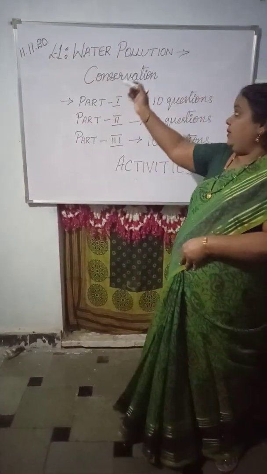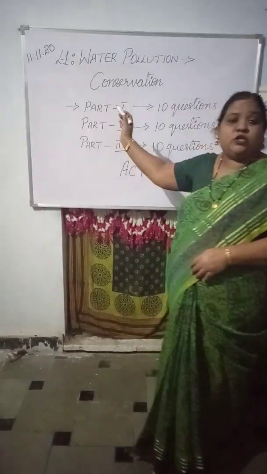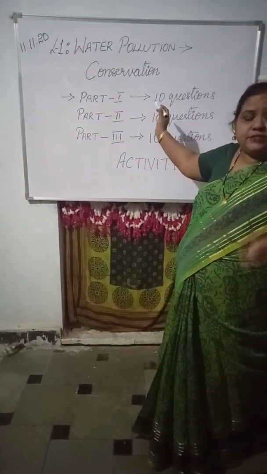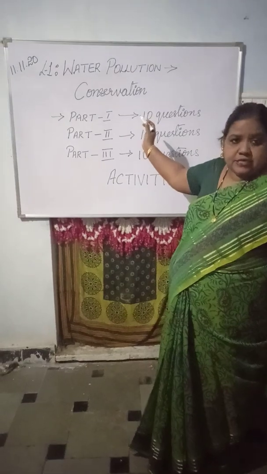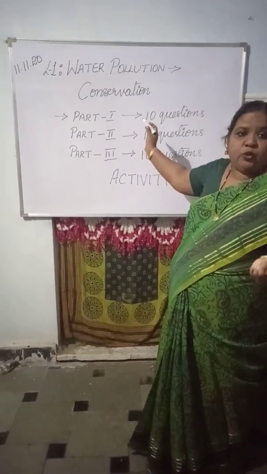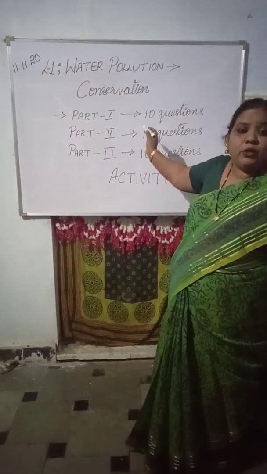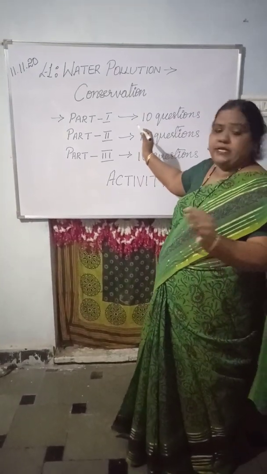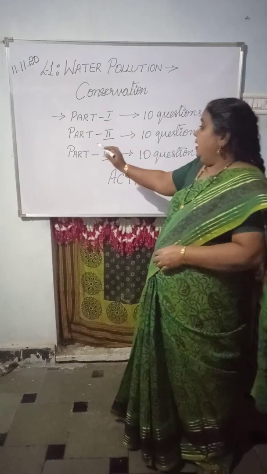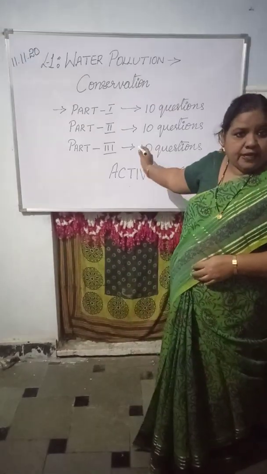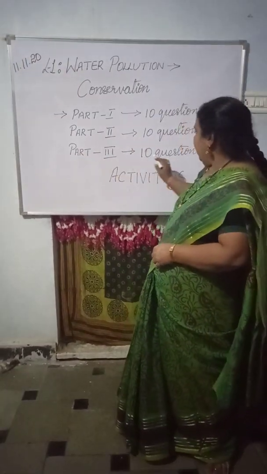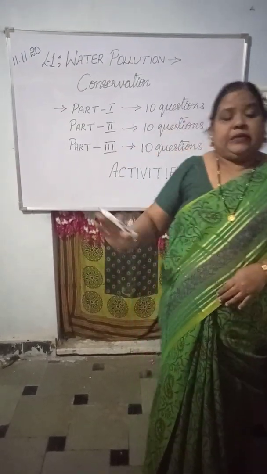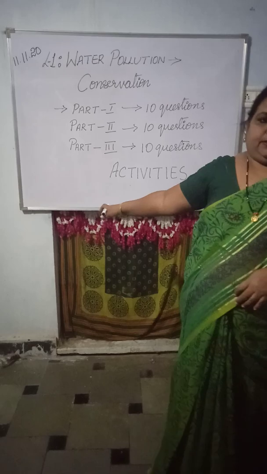Right? Lesson number 1, part 1, how many questions did you get? 10 questions. Answer them. Again, next session, I will discuss with you. We are not going to give answers to these questions. You have to prepare the answers based on the explanation. Now for part 2, again you will get 10 questions. For part 3, again 10 questions, and we will be giving activities based on this lesson.